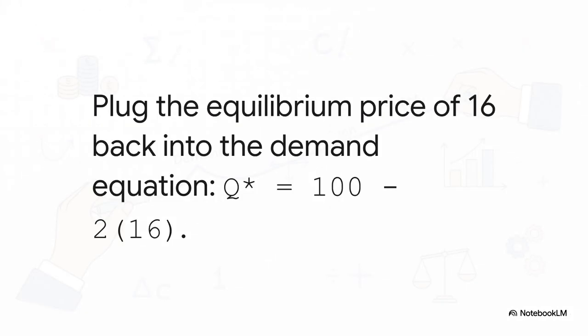But wait, we're not done. We have the price, but how many units actually get bought and sold? So we take our price of 16 and plug it back into one of the original equations. And here's the cool part. It doesn't matter which one you choose, the answer will be the exact same, because that's what being in equilibrium means. We'll just use the demand function here.